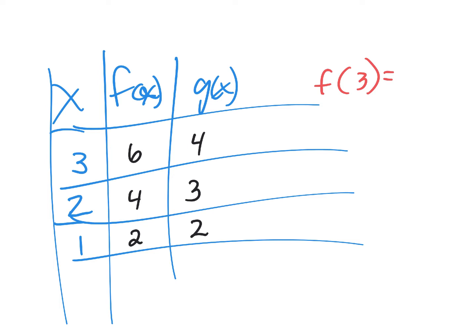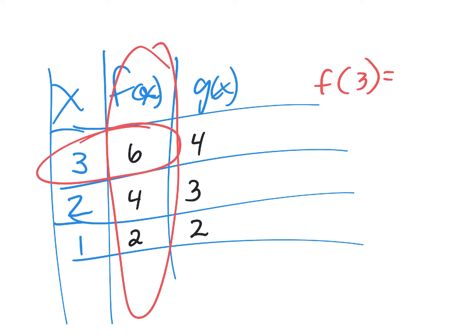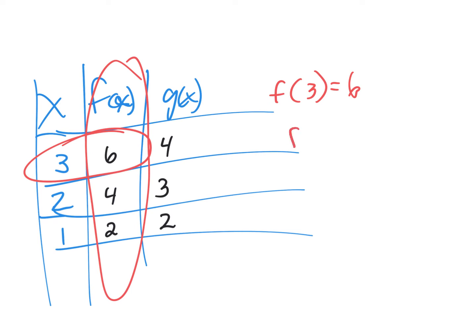Yes? 6. Yep. Here's the f function. Here's the x equals 3. And you see how they overlap at 6? F of 3 is 6. Be honest with me. How many of you knew I was going to say 6? Okay, good. Then, let's do a more complicated one. What if I said f of g of 1? Where do you start all these problems? On the inside. Always start on the inside.